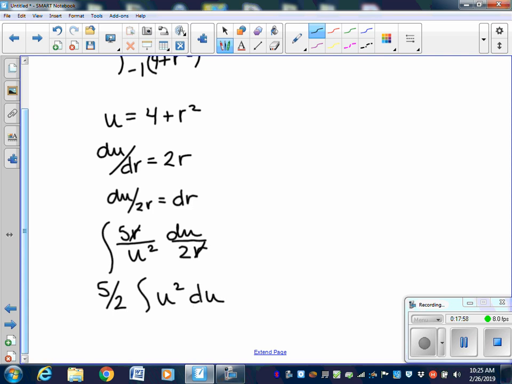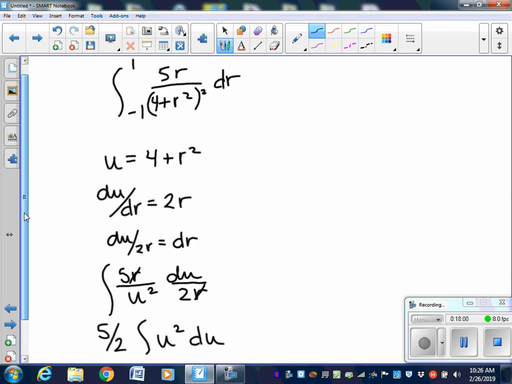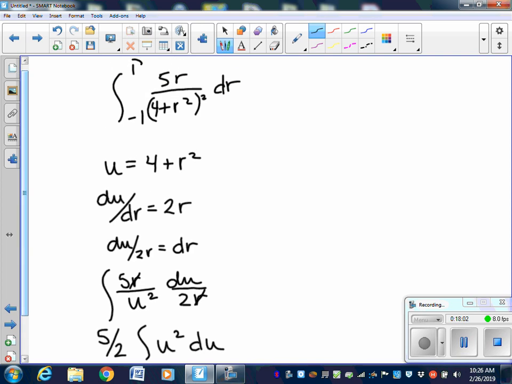Okay, I'm never ever going back to r's. If I'm never going back to r's, I cannot use my r limits. My r limits have to be changed. Very important that you do this. Really important that you remember to do this.